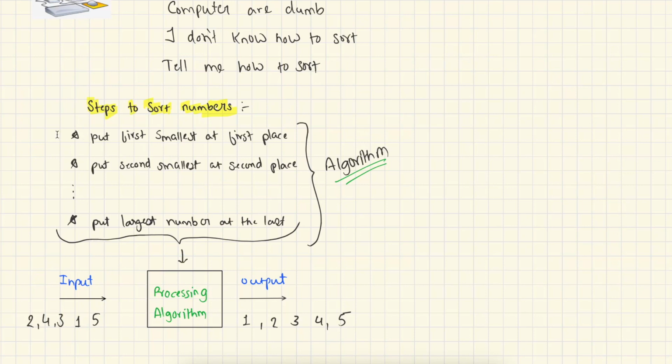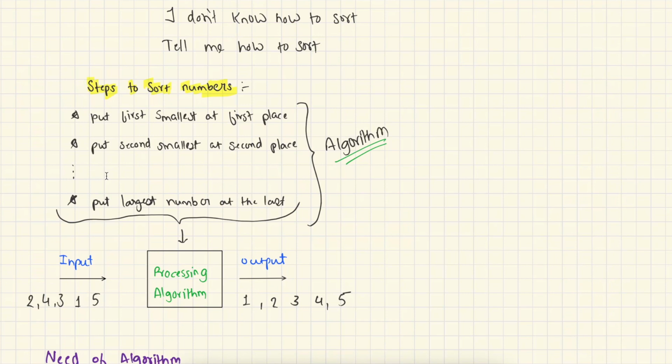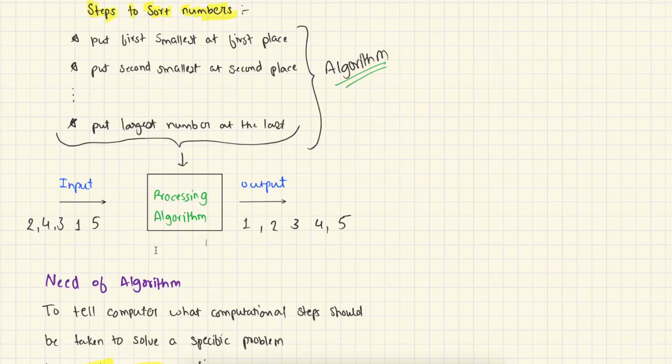For example, if I have to tell the computer to sort numbers in ascending order, what we are going to tell the computer is: hey computer, please put the smallest number at the first place, put the second smallest number at the second place, and so on and so forth, and put the largest number at the last. Now we take all these steps, bundle them, and if we give input to this box, let's say 2 4 3 1 5, this box has all the knowledge to sort the numbers, and it immediately returns us the output. And the output is the numbers sorted in ascending order.